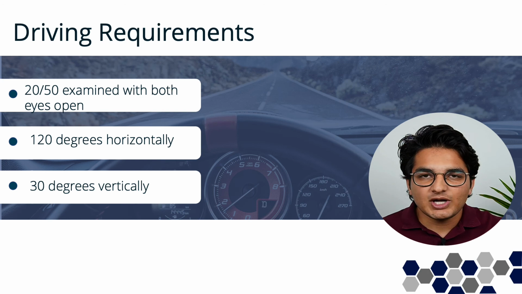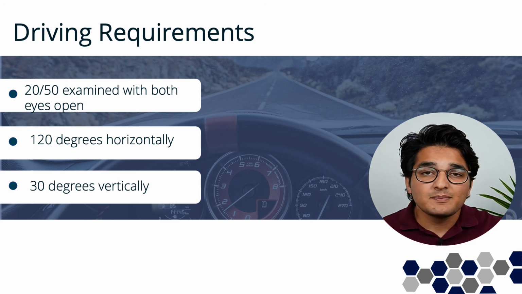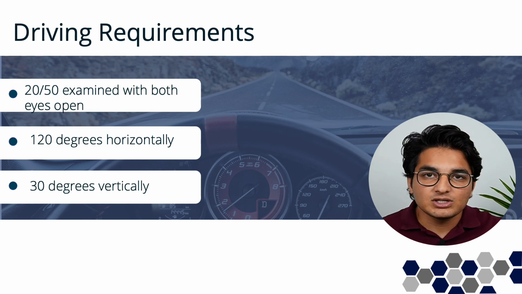In regards to driving requirements, in Ontario, you have to be able to see 20/50 with both eyes open. That means that if you have one eye which is seeing poorly, for example 20/200, and your other eye is 20/20, just based off that first criteria, you would still be eligible. But then you also need to meet the visual field requirement. So that's 120 degrees horizontally and 30 degrees vertically.